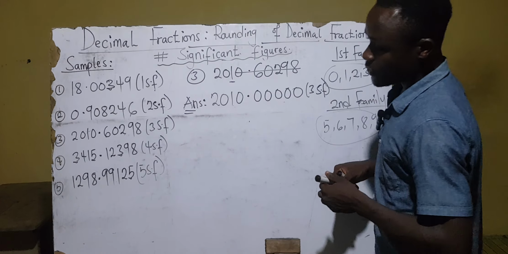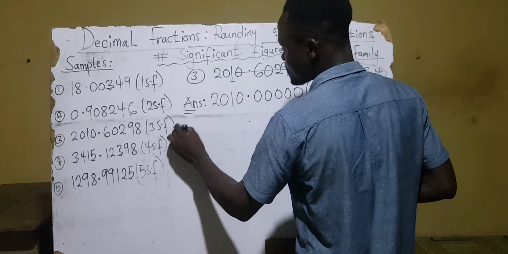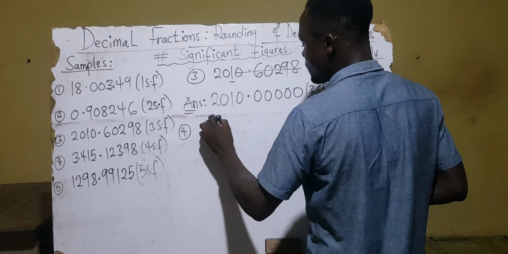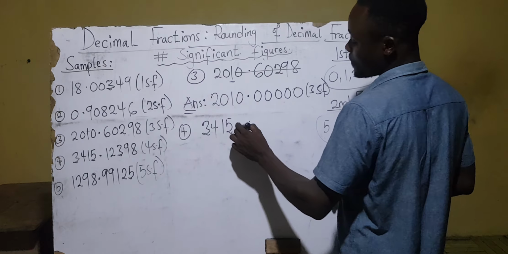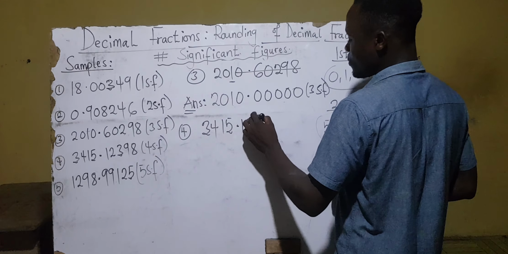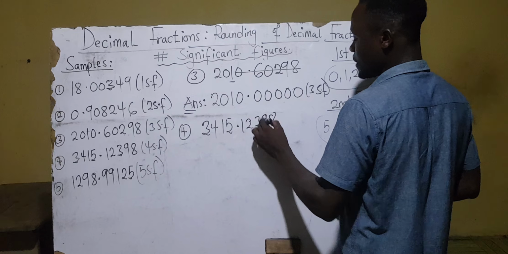Let's quickly dive into question number 4. I have 3,415.12398. Okay.